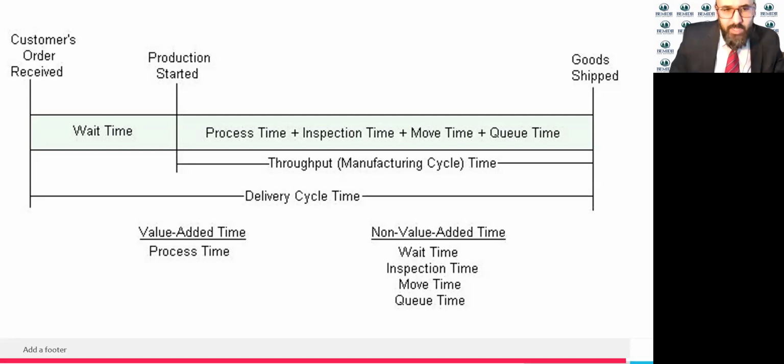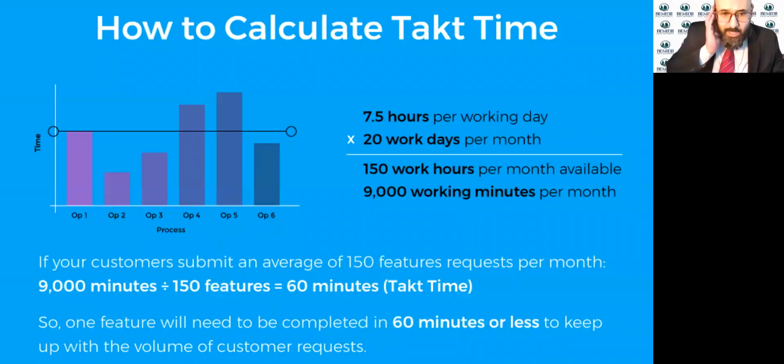And the last thing I want to share with you about these times is the takt time, which is measured to meet the customer demand. This example will help you understand. If we receive 150 requests from customers per month, and we have 9,000 minutes in a month, that would be equal to 60 minutes as a takt time, which means that each request or feature will need to be completed in 60 minutes or less to keep up with the volume of customer requests.